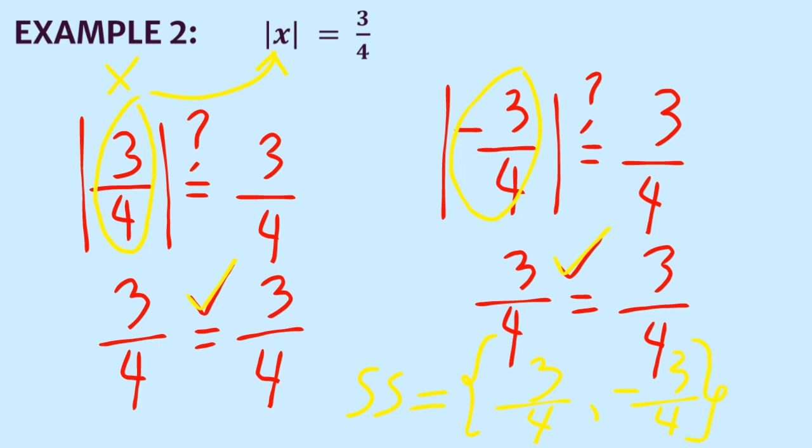Okay, take note that you can actually interchange the values here inside the solution set. You can write first the negative 3/4, then followed by 3/4, as long as it's inside our bracket, in our solution set.